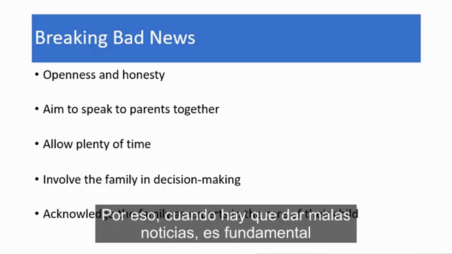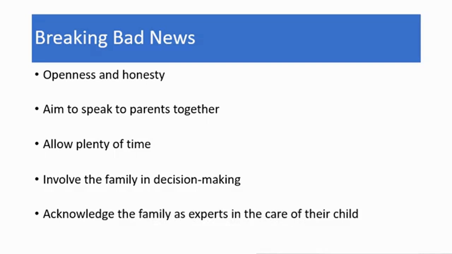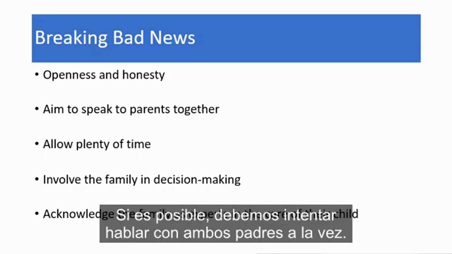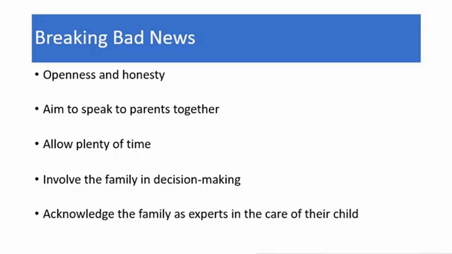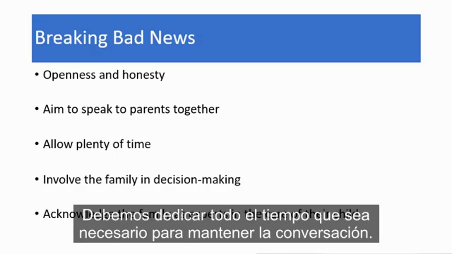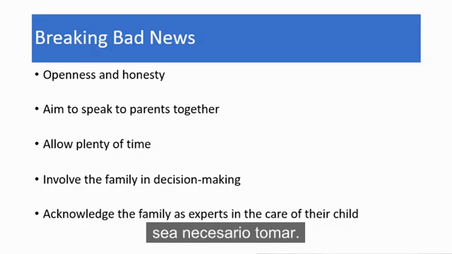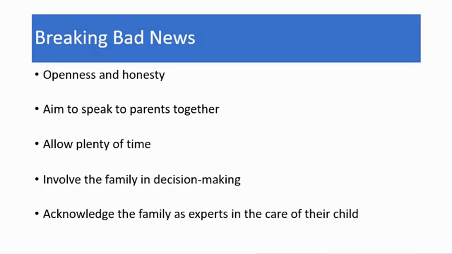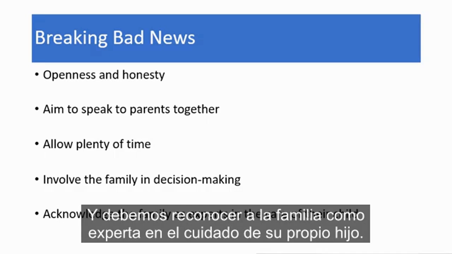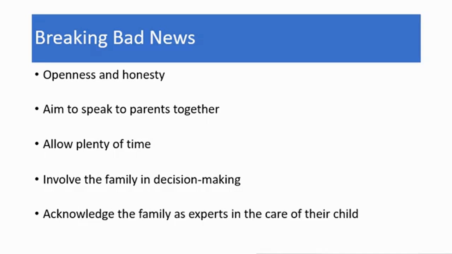So when breaking bad news, being open and honest are absolutely key. We should aim to speak to both parents together if possible. We should allow as much time as is needed to have the conversation. We should involve the family in any decision making that needs to be done. And we should acknowledge the family as experts in the care of their own child.